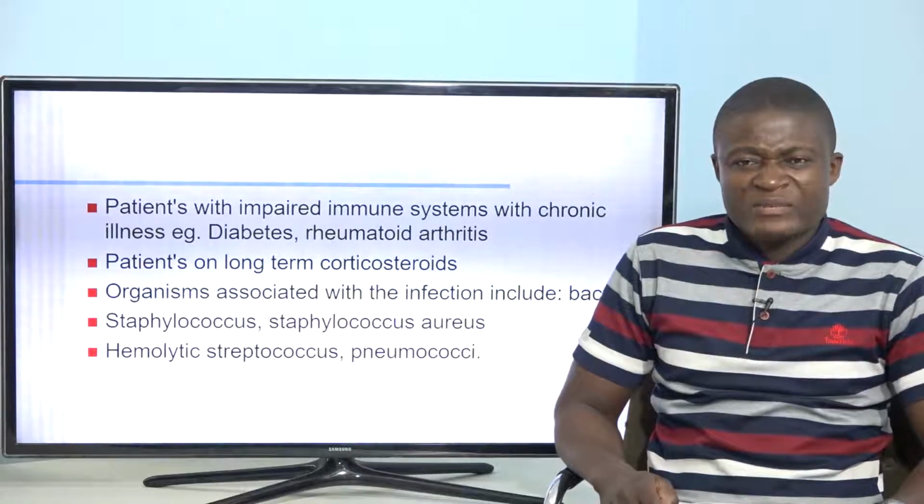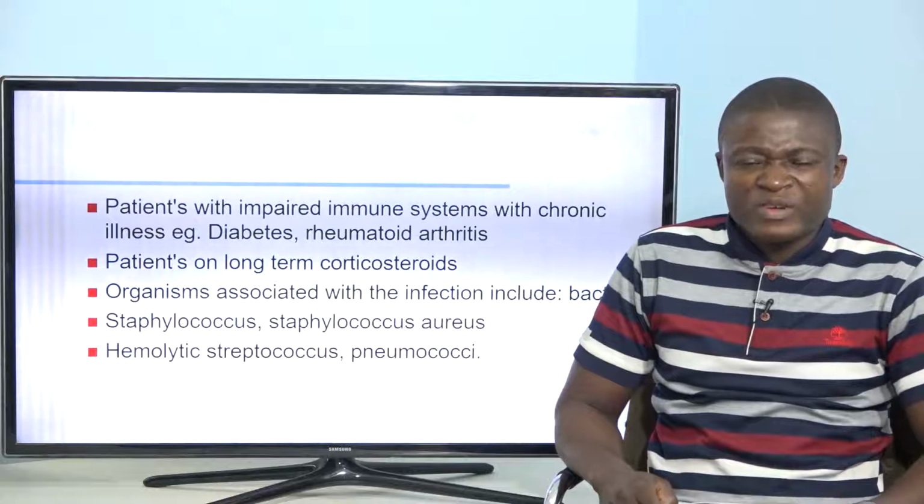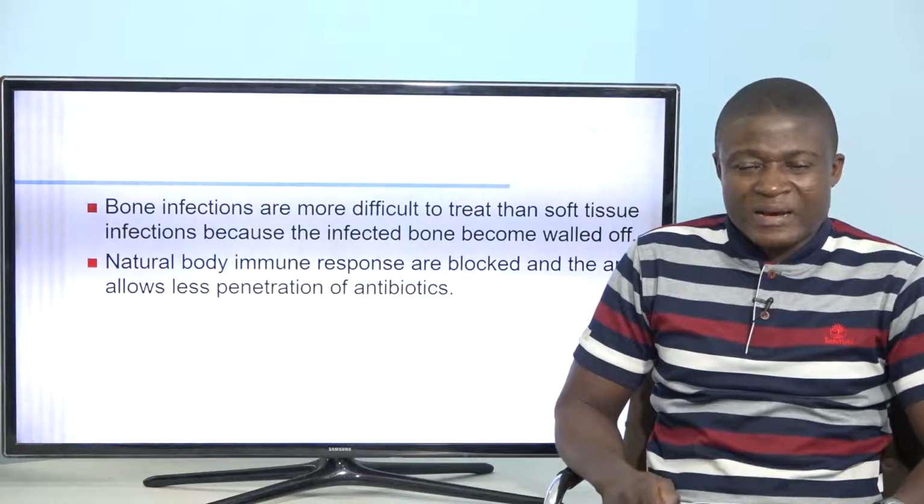Then we have organisms associated with the infection. These include bacteria: Staphylococcus aureus, hemolytic streptococci, and then we have pneumococci. So these are organisms that are much more involved in osteomyelitis.